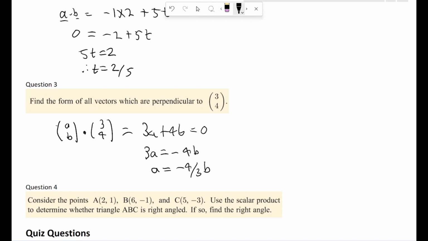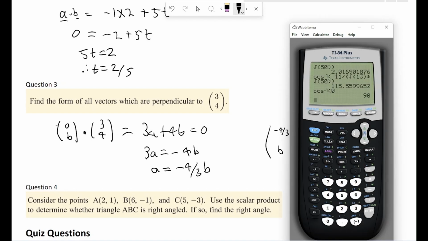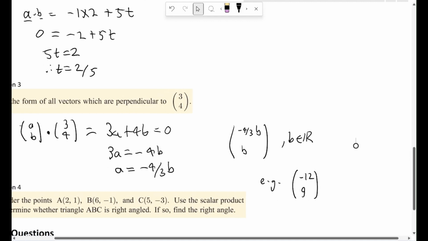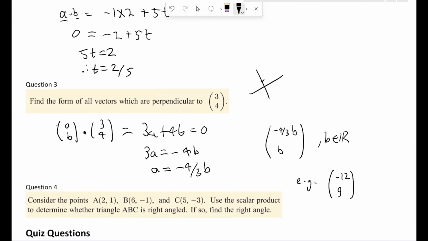So pretty much what you can do is you can say, well, the vector down here, B can be any number you want, and that's going to be minus 4/3 of the number up the top, where B is a real number. So for example, if I picked B being 9, this would be minus 12, because if I go minus 4/3 of 9, that gives minus 12. Yeah, so that's really good. That's an example of one vector which is perpendicular, and when I say perpendicular, I mean at right angles.